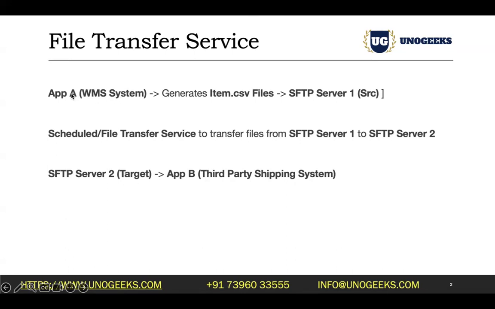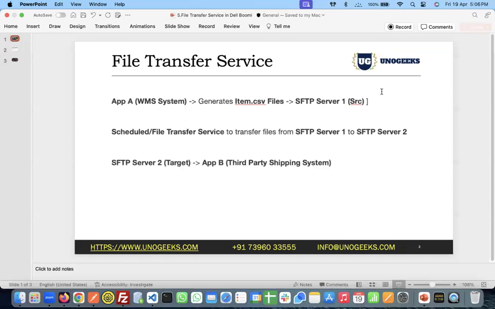Let's call it application A. We do have items in this WMS system which get updated quite frequently. And this application A, or internal warehouse management system, keeps generating those item CSV files. And these CSV files would have that updated item information. So periodically, once in an hour or once every 4 hours, the WMS system is going to generate the files with item updates on it. And it's going to place those item CSV files in SFTP server 1.